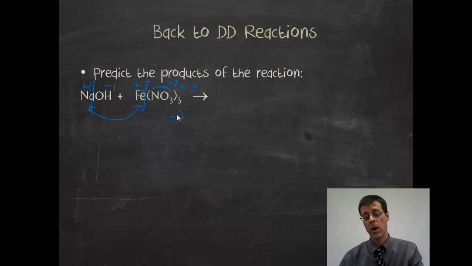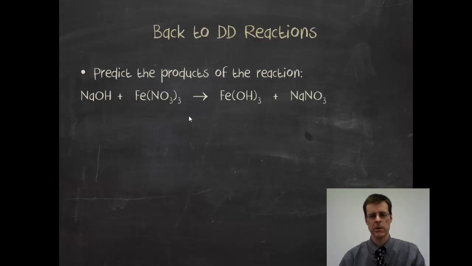So my products, I'm going to have to keep those things together, and hopefully you were doing them while I was talking, and I end up with these products. This reaction is not balanced. If you want to balance it, I would need to have a 3 in front of my first reactant and a 3 in front of my last product.